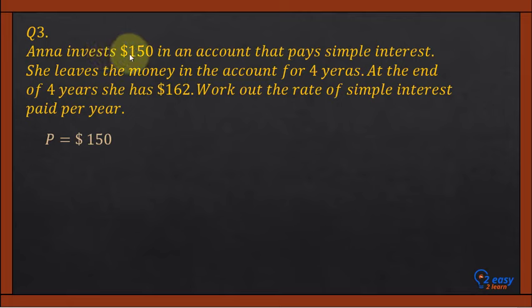Anna invests $150. It means the principal amount P is 150, in an account that pays simple interest. The question is related to simple interest. We will apply the formula of simple interest. She leaves the money in the account for 4 years. It means T is 4. At the end of 4 years, she has $162. So she has in the bank $162 total amount and the time is 4. Work out the rate of simple interest paid per year. So we have to calculate R.